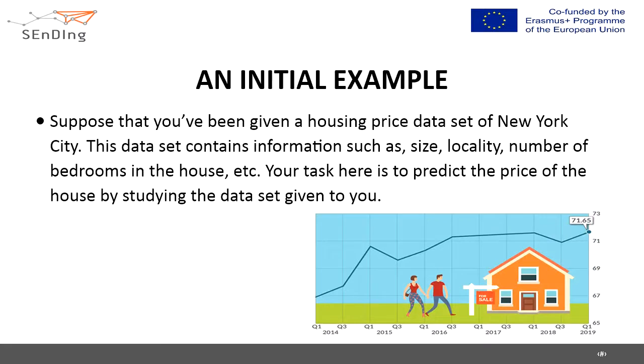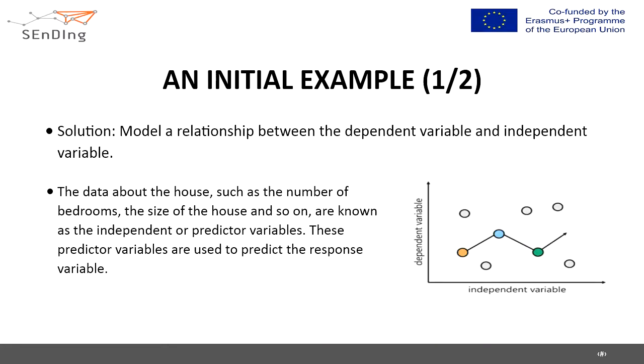Suppose that you've been given a housing price dataset of New York City. This dataset contains information such as size, locality, number of bedrooms in the house, etc. Your task here is to predict the price of the house by studying the dataset given to you. Solution: model a relationship between the dependent variable and independent variable.